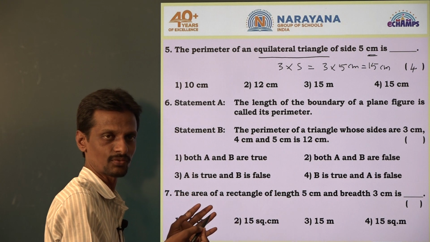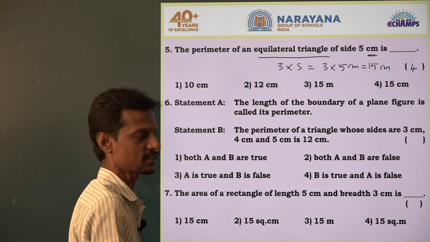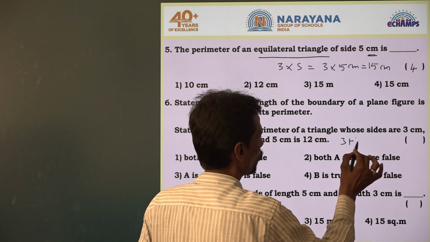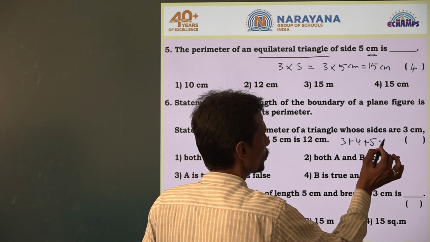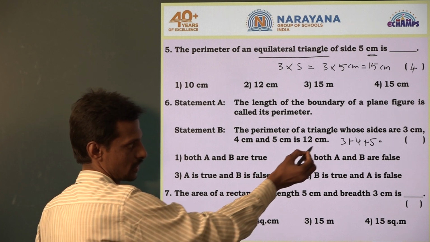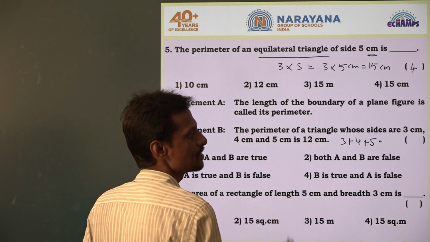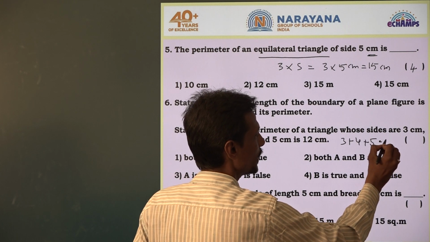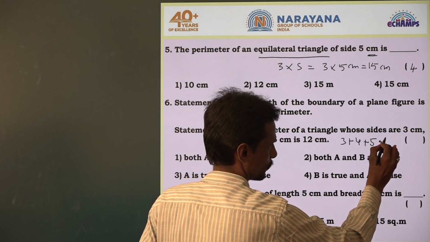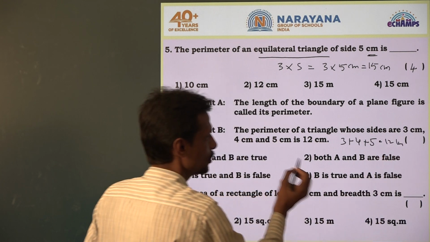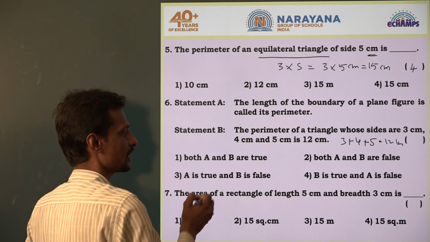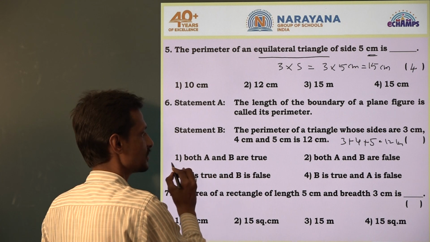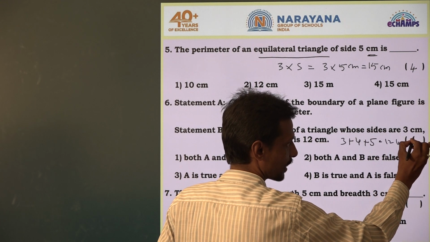So first we have that perimeter is equal to the sum of all sides. So we add the 3 sides here. 3 plus 4 plus 5 is equal to 7, 7 plus 5 is equal to 12 centimeter. So first one correct, second one correct. Both A and B are true. So first option is the answer.